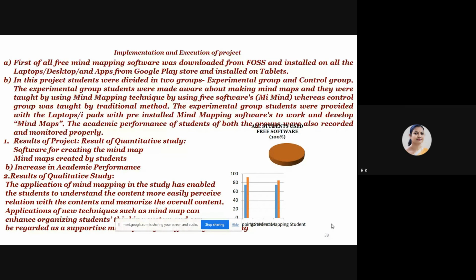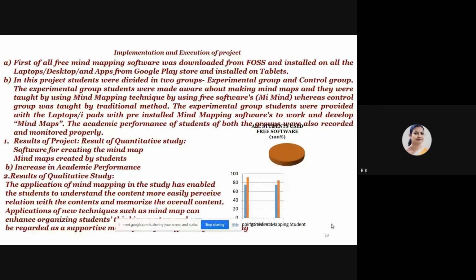And there is a software for this. The software name is FOSS. You can just Google it. It's a free mind mapping software which is installed on most of the laptops, even desktops, and it is also on Google Play, the Google Play Store. You can install it on your tablets or laptop, and then you can use it.